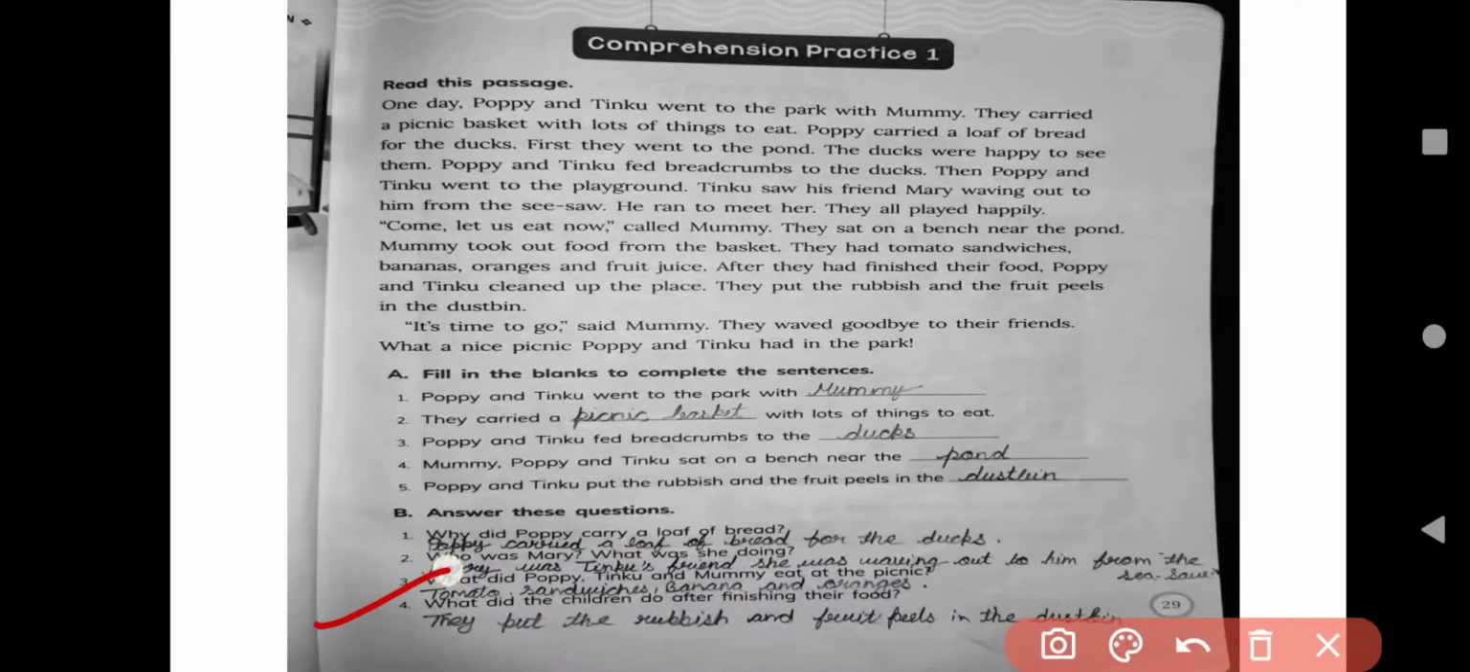And the next, what did the children do after finishing their food? What did they do? Yes, they put all the rubbish and fruit peels in the dustbin.